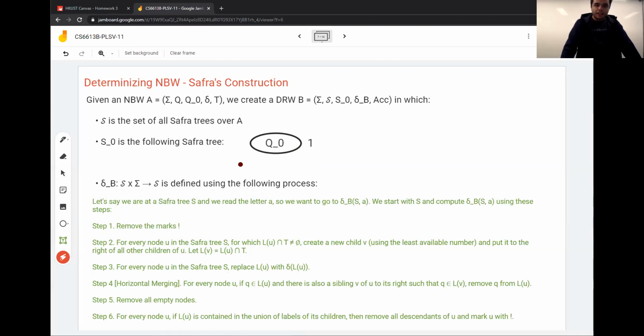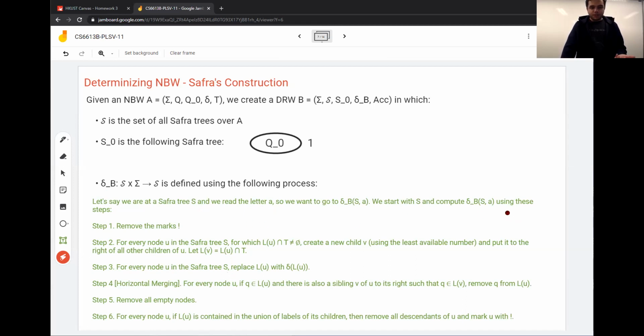So this is a deterministic automaton. So my transitions would take a state, which is now a Safra tree, and also a letter of my alphabet, and they will give me a unique successor state, a unique Safra tree. And this is the process for creating it. So I'm going to go through the process, then give you an example. And this all makes sense when you see the proof, but before that, it might not make much sense. So here's how we do it. Let's say that at the moment I am at a Safra tree S, and let's say that I read the letter A.